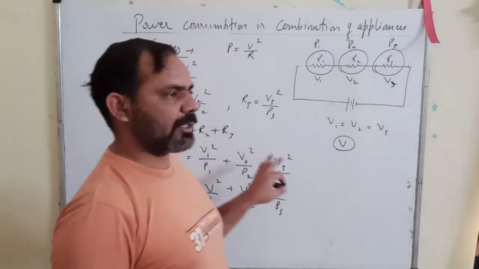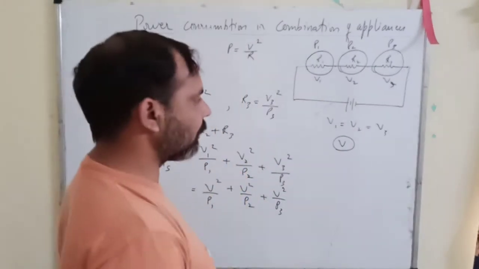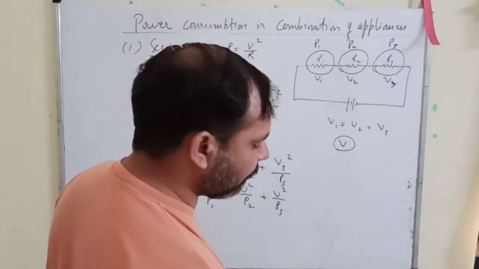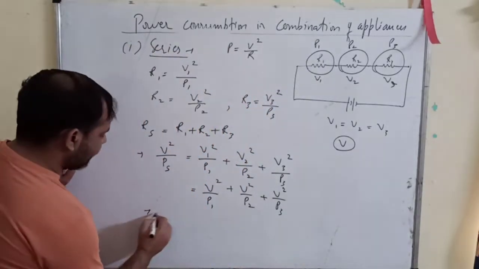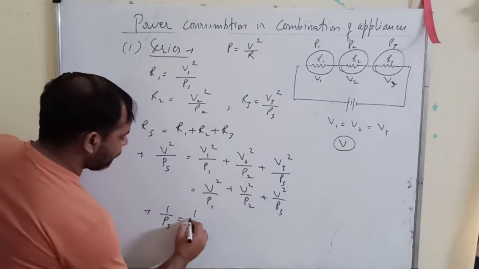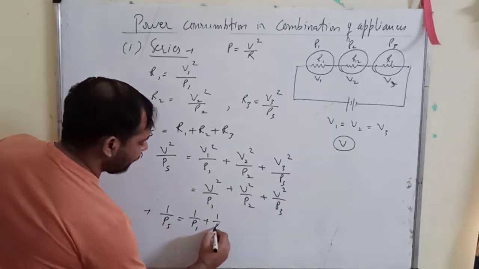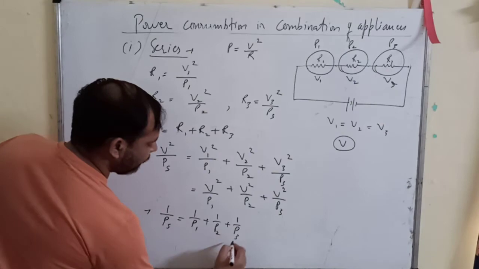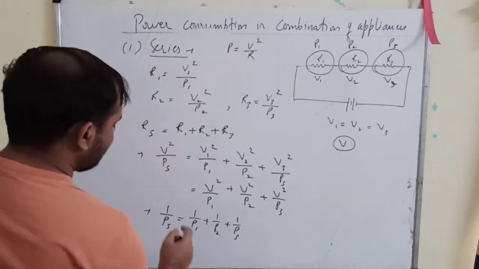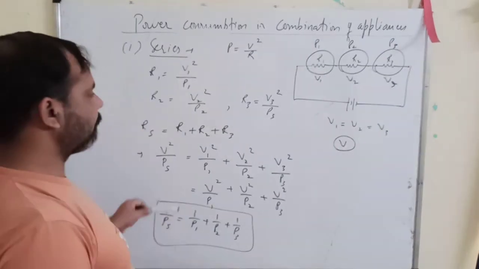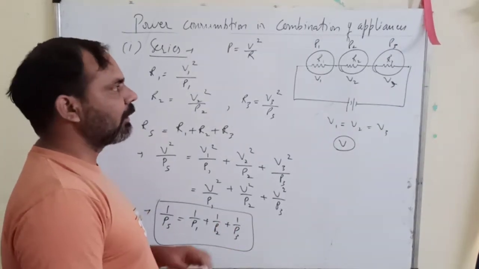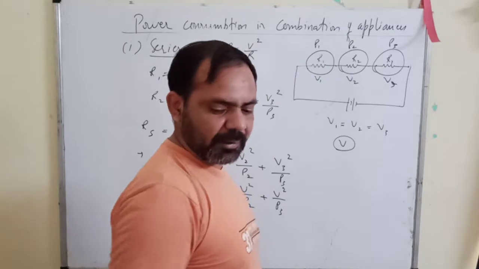Now they are designed in such a way that they are supposed to work at the same voltage, at the same potential difference. So that means 1 upon PS equals 1 upon P1 plus 1 upon P2 plus 1 upon P3. This is the expression to obtain the power consumption by a series combination of the appliances.